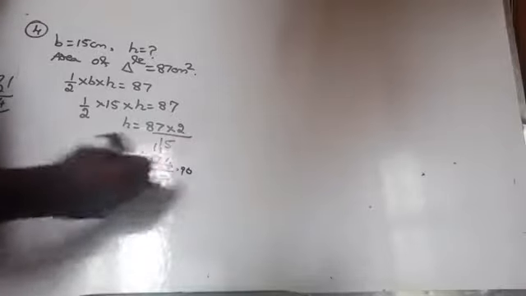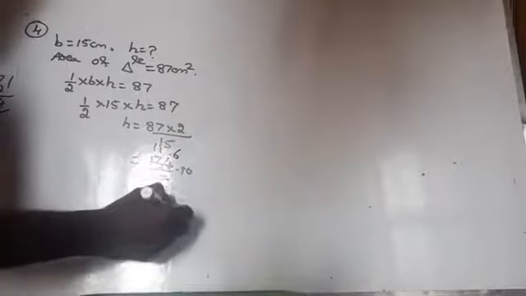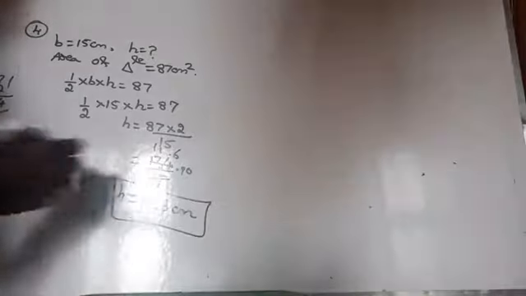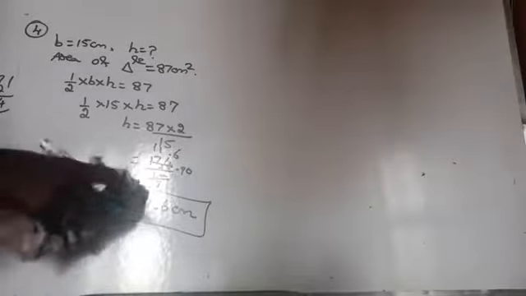6 15s are 90. Then it will be 11.6 centimeter. This is the height of the triangle. Am I right? I think this portion is not clear.